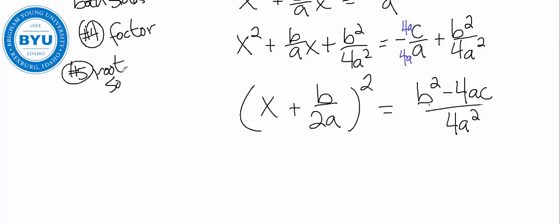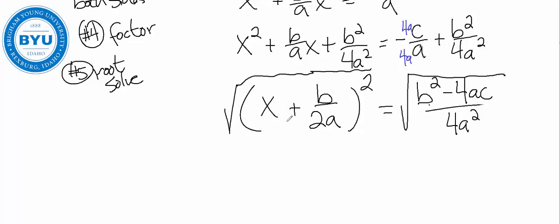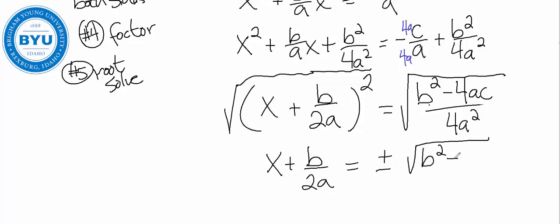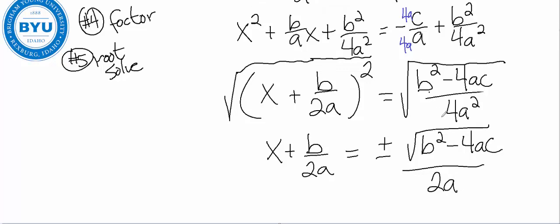Root solve. And to root solve this, we're going to square root the left and square root the right. When I square root the left, I'm just left with x plus b over 2a. Here I get a plus or minus. The top stays squared, b squared minus 4ac. But the bottom, I can square root the 4a squared. Square root of 4 is 2, and the square root of a squared is just a. Okay, we are really close to having this perfect.